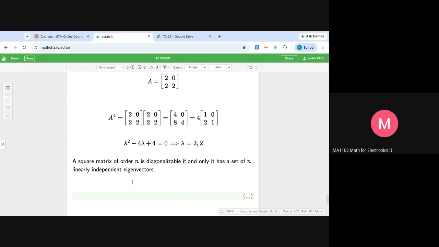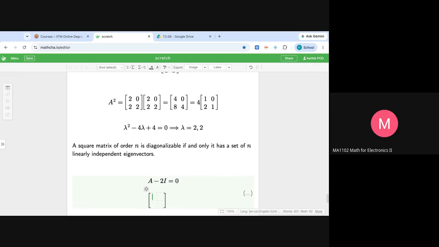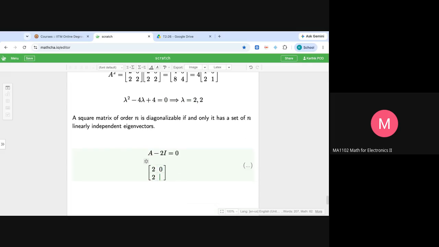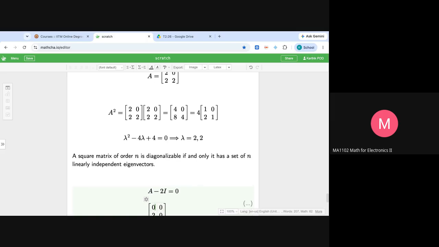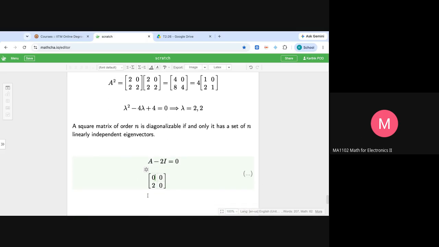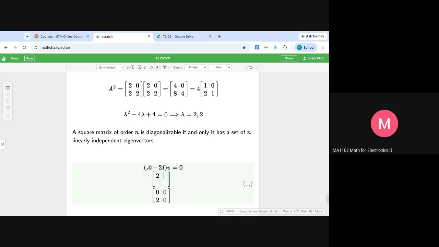So we can quickly check if that's the case. A minus 2I times v should be 0, right? So this is the eigenvector equation. A minus lambda I into v is 0, so this is what we are doing. I do have to check this.